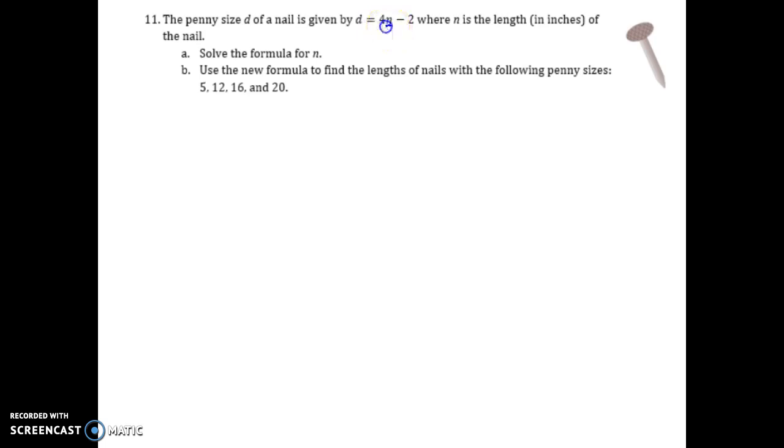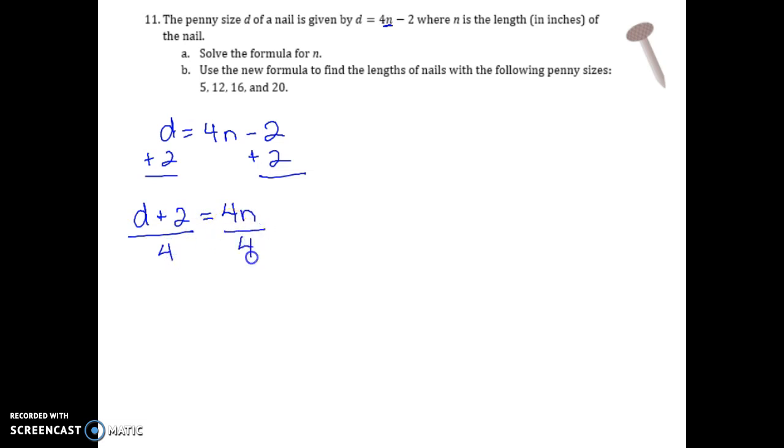So the first thing we're going to do is solve for n. So d is equal to 4n minus 2, and I want n to be by itself. I'm going to start by adding 2 to both sides. When I do that, I've got d plus 2 is equal to 4n. And now I'm going to divide both sides by 4. When I do that, I get d divided by 4 plus 2 over 4 is equal to my n. I can simplify and switch it around. N is equal to d divided by 4 plus 1/2. Okay, so that's the first part.